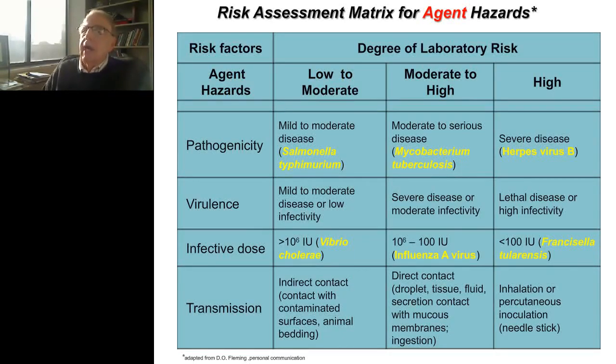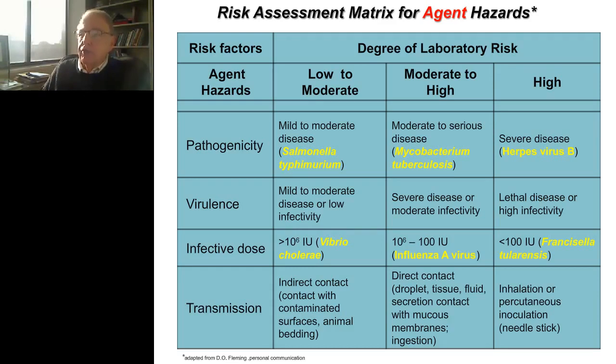So when looking at pathogens, I like to fill out a matrix like this. I look at risk factors and the degree of laboratory risk. And I look at the agent, considering pathogenicity, virulence, infective dose, and transmission. And then rate them from low, moderate to high, and high. So for example, Salmonella typhimurium is an organism that has moderate pathogenicity, causes a mild to moderate disease. Mycobacterium tuberculosis is moderate to high.